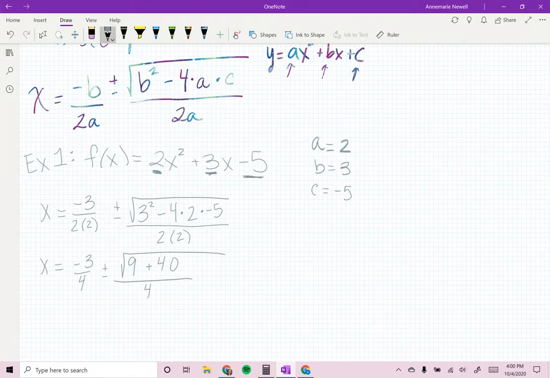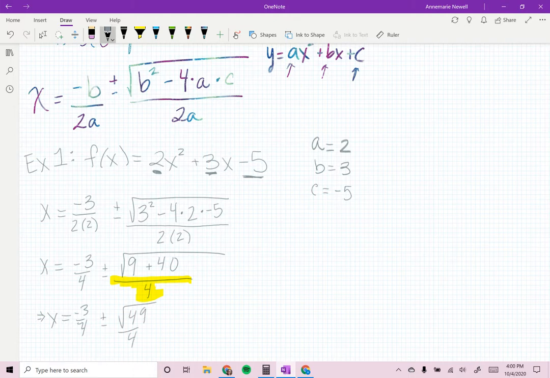Okay? Just be sure that your square root, like your fraction, this 4, is not in the square root. It is just in the denominator. Okay? So if we keep simplifying, we're going to get that x is equal to negative 3/4 plus or minus the square root of 49 over 4.